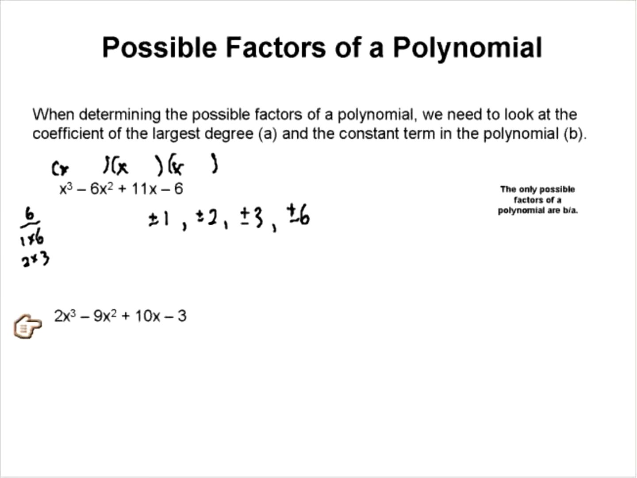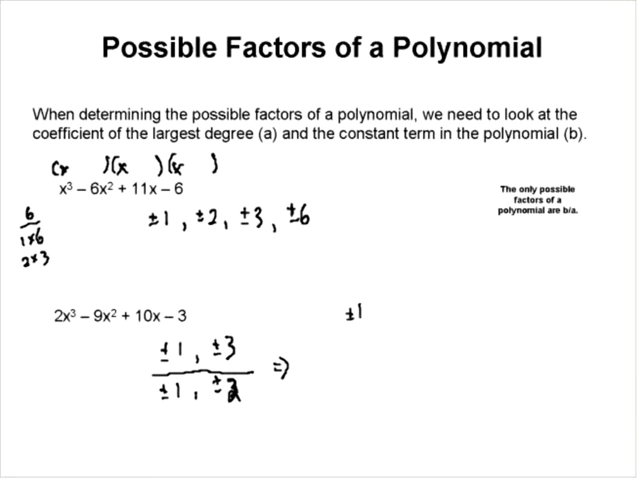Now what if we have a polynomial such as this one down here, where we have a coefficient in the front and a constant at the back? Well, it's the same idea. What we do is we take the factors of the last number, that b value, which would be plus or minus 1 and plus or minus 3, and this time it's going to be divided by the factors of the first number, plus or minus 1, plus or minus 2. So what is that going to look like?